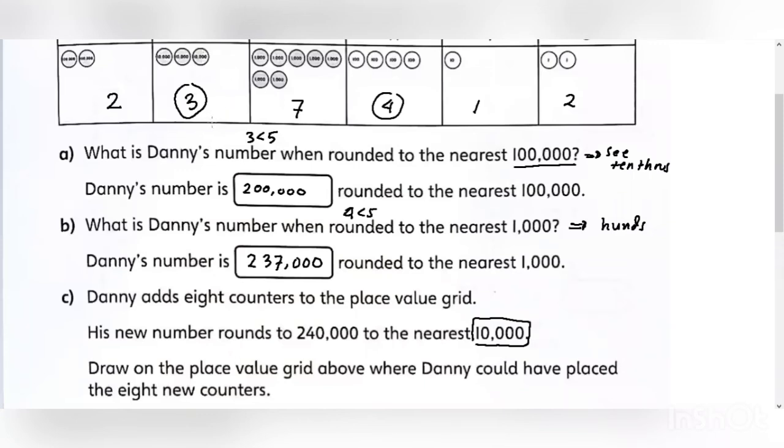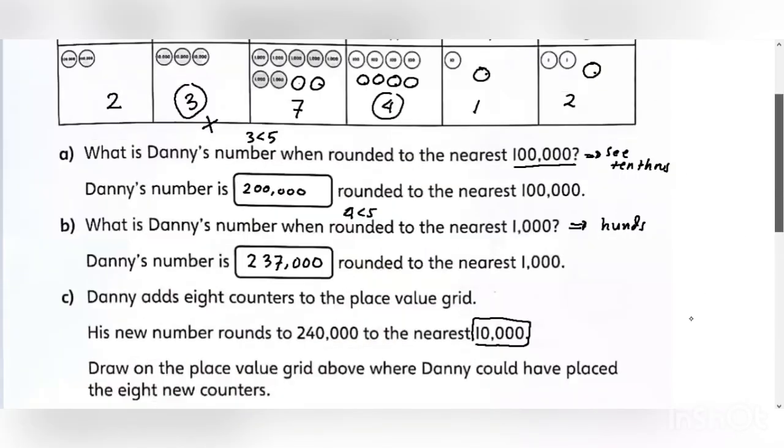We cannot add the counter here. Why? Because if we add one more here, it will be 4 here, right? So if we round the number, it becomes 250,000. So we can add the counters here, 1 and 2. And then we can add here 1, 2, 3, 4. And then we also can add here 1 and here 1. So we already added 1, 2, 3, 4, 5, 6, 7, and 8 counters. Actually, for this question, we also have another answer, okay?